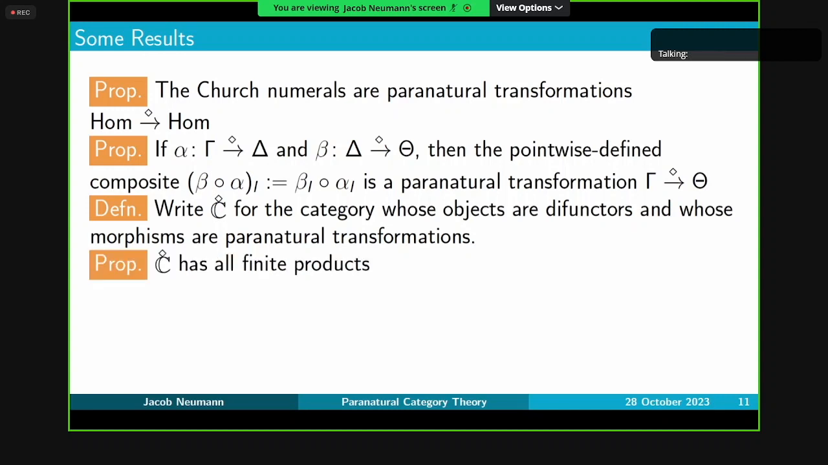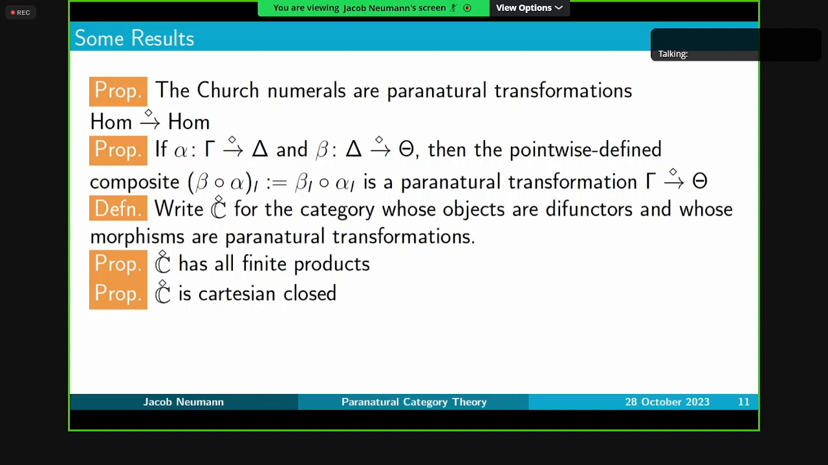So first of all, we can show that this category of difunctors has all finite products. The terminal object is of course just the difunctor that constantly returns the singleton set, and the binary products are defined pointwise. So nothing too surprising there. But maybe a little bit more interesting is that this category is Cartesian closed. So we can form exponential objects for it.